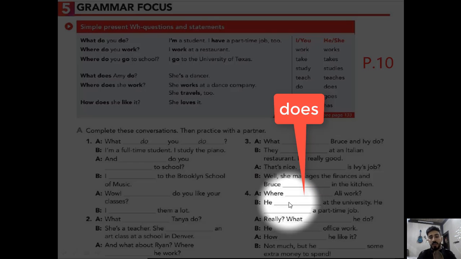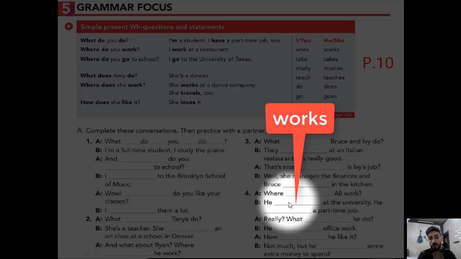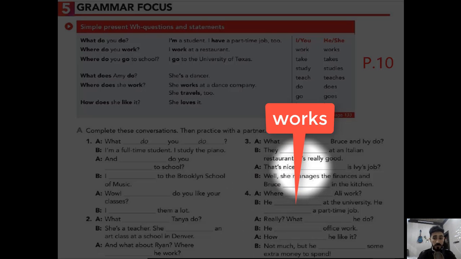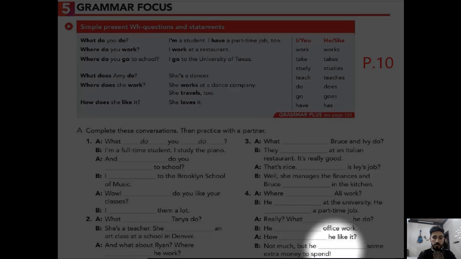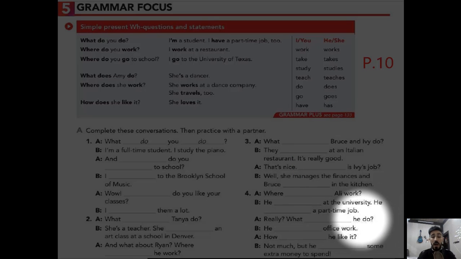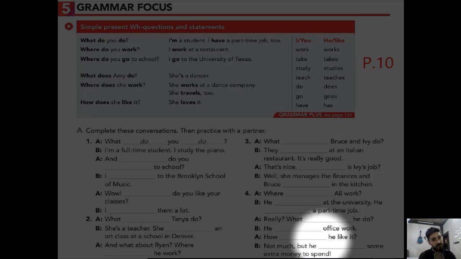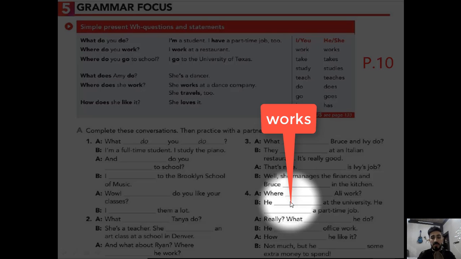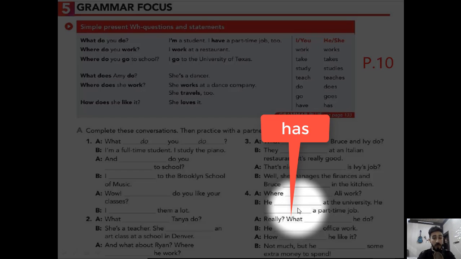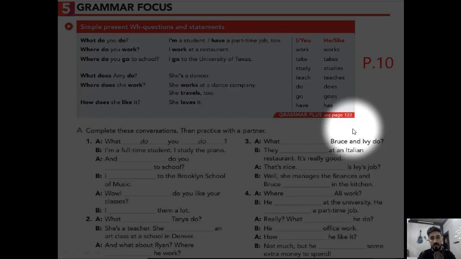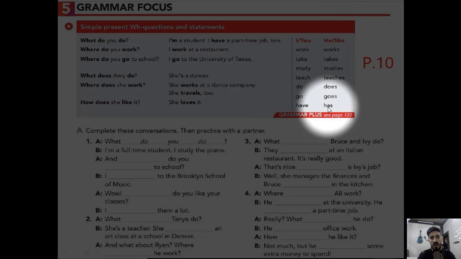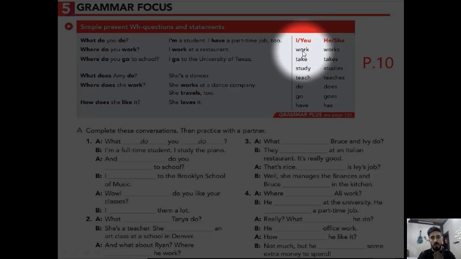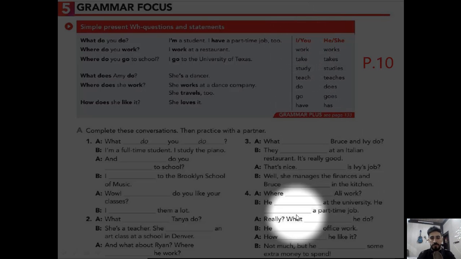Where does Ali work? Again, because Ali is singular, you have to use does. He works at the university. But see, he has a part-time job. If he has a part-time job, it means he works. He doesn't study. So he works at the university. He has a part-time job. Why do we use has? Because we have he. With he or she, you have to use has. But if the subject is I or you, you have to use have. This is the base form.